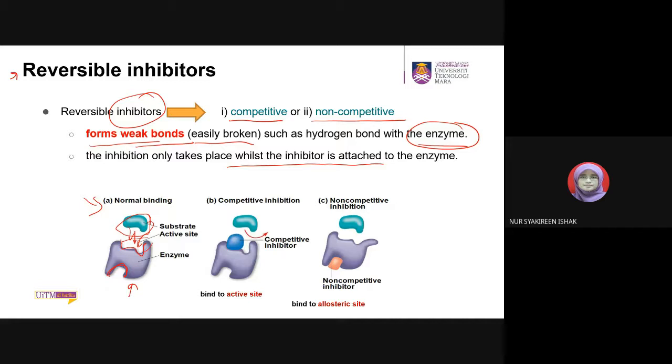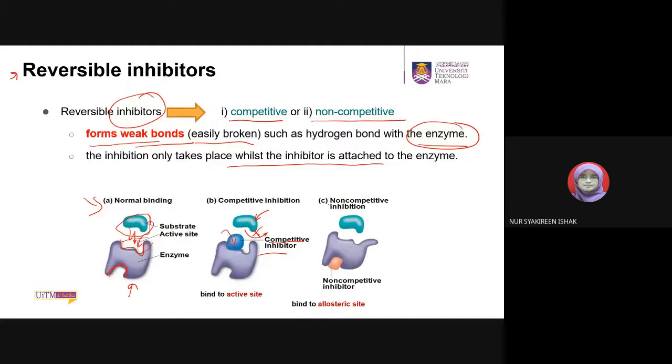But in the presence of competitive inhibitors, the competitive inhibitor has a similar shape, not the same shape, but similar shape to the substrate. Because the inhibitor has a similar shape, it can bind to the active site, and this will prevent the actual substrate from binding to the active site. So the presence of the inhibitor in the active site will prevent the substrate from binding, so the reaction cannot occur.